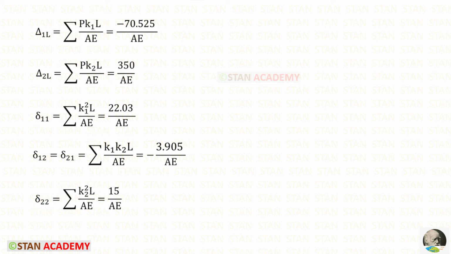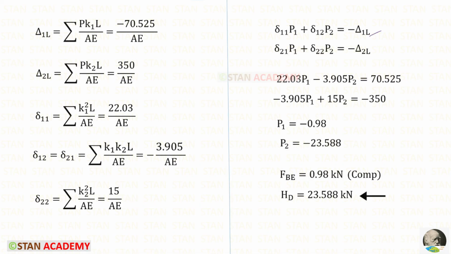In the question, nothing is mentioned about the area or Young's modulus of the members. In this case, we can assume that area and Young's modulus for all of the members is constant. In these two equations, we can apply all of them. We have found everything. No need to take AE because it will be eliminated. Using a calculator, we can solve these two equations. Then we will get P1 and P2.